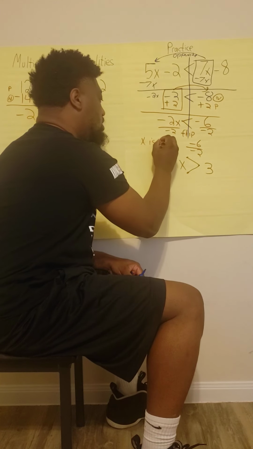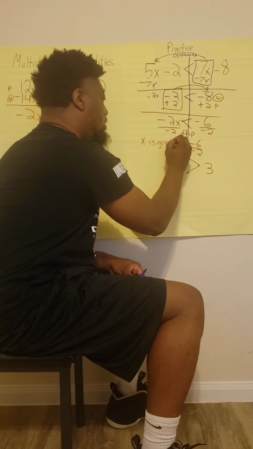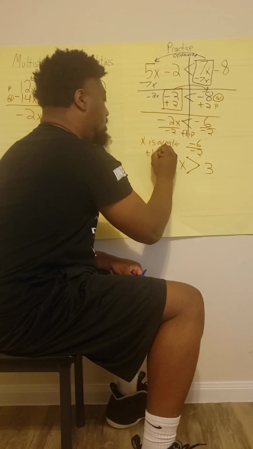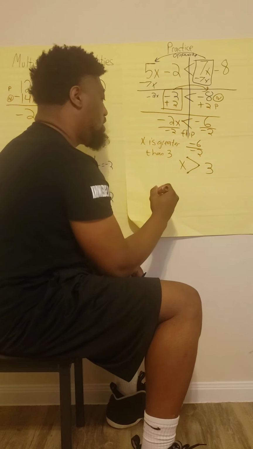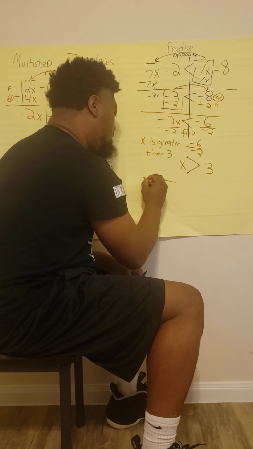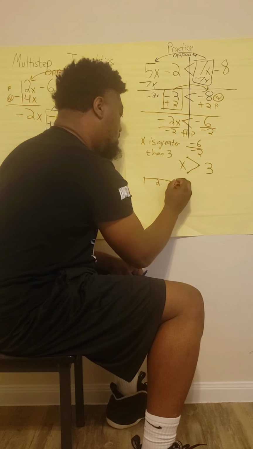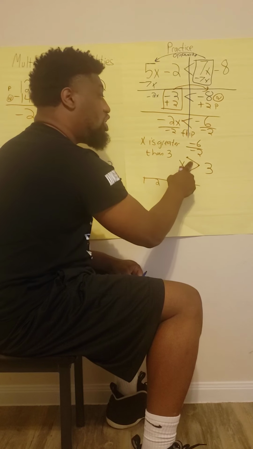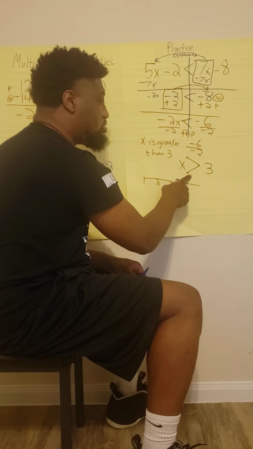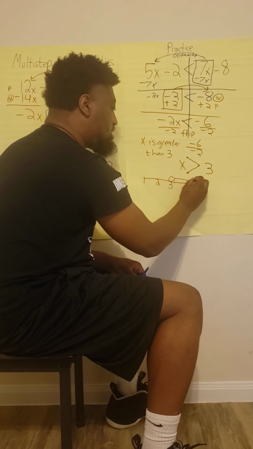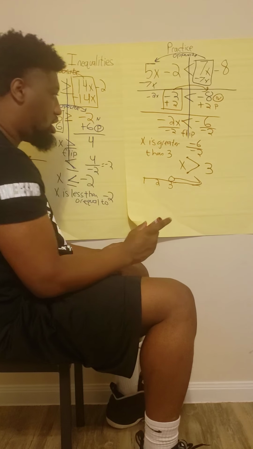X is greater than 3. If there was a number line that said 1, 2, or 3 somewhere and beyond, it'll be an open dot this time since there's no equal to line. Open dot, and it's headed that way. All right, thank you.